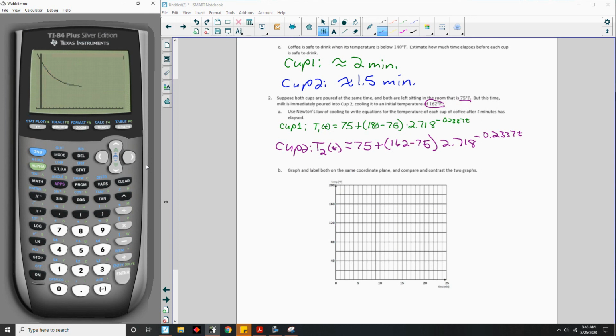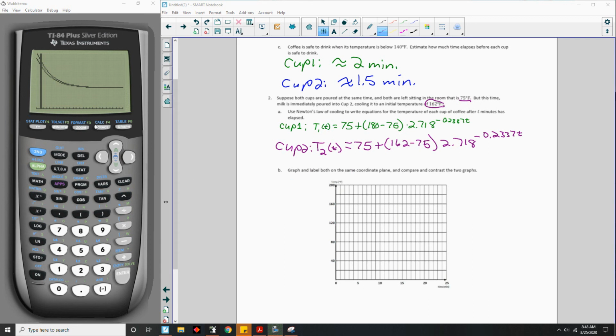There's the coffee that's black. There's the coffee with the milk. Started out at a cooler temperature, temperature dropped slower because it was closer to the room temperature than the coffee without milk, but they both eventually got to the same temperature, close to the room temperature.